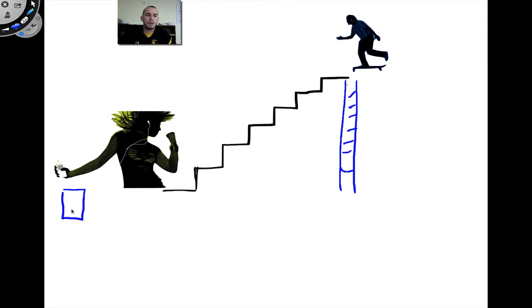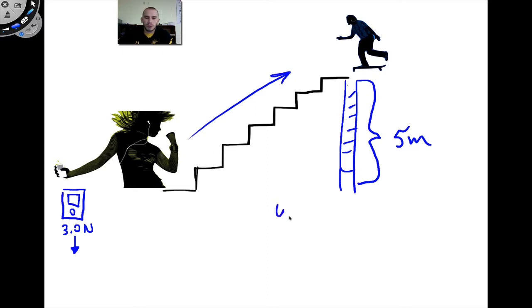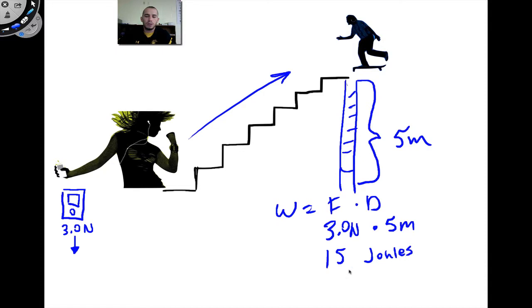Let's say the stairs are 5 meters in height, and your iPod has a weight of 3 newtons. Since gravity is always pulling it in a downward direction, it really doesn't matter how you get it up there. Work is equal to force times distance. So our force is 3 newtons times our distance of 5 meters, and we're doing about 15 joules of work.